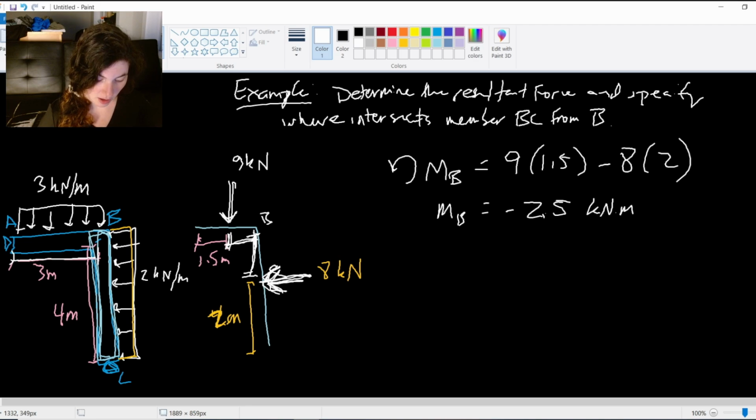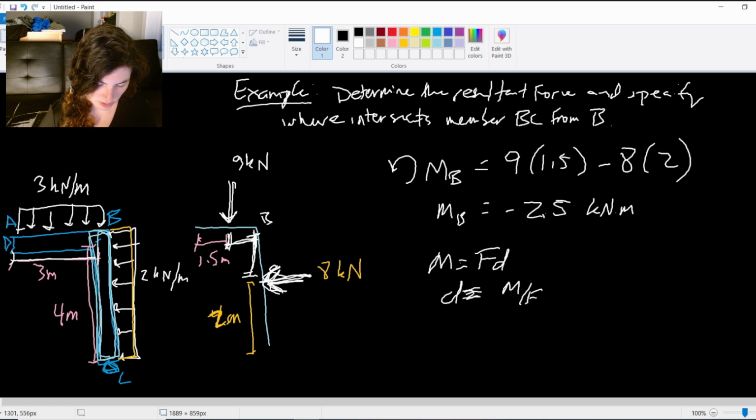So from there, I'll say moment is force times distance, or my d, my distance from B, is going to be the moment over the force. So my negative 2.5 over 8 gives me a distance away from B of 0.31 meters below point B.